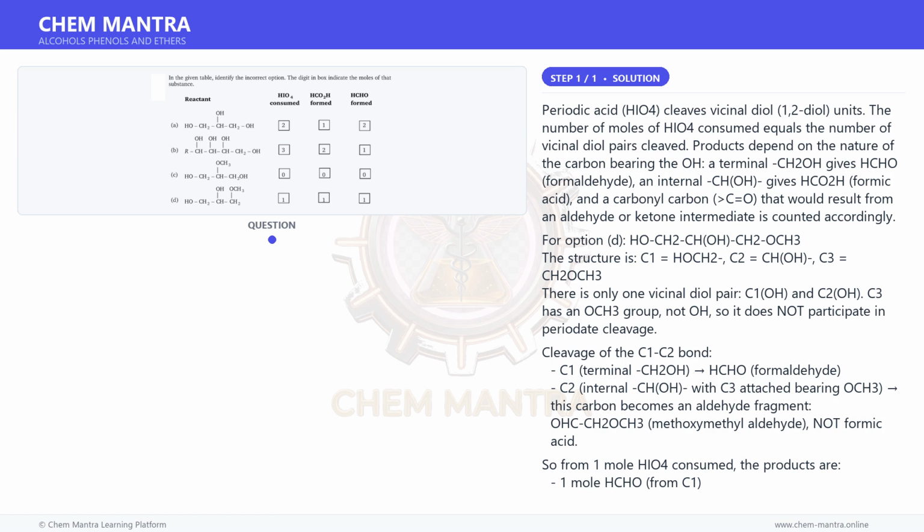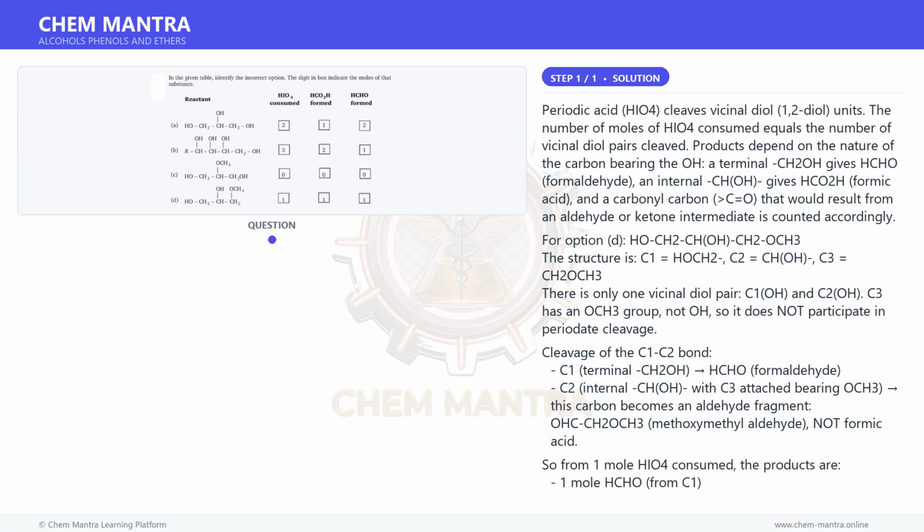Checking other options briefly. A. 1,2,3-propanetriol, glycerol, has two vicinal diol pairs, C1-C2 and C2-C3, so 2 HIO4. C1 and C3 are terminal CH2OH giving 2 HCHO, and C2 is internal giving 1 HCO2H.